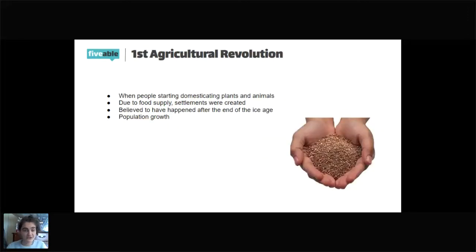The first agricultural revolution is when people started domesticating plants and animals. Because people started growing plants and animals, like we talked before, they did not stop migrating from place to place in search of food. So settlements started, right? People would settle in clustered settlements, and they would plant their food.